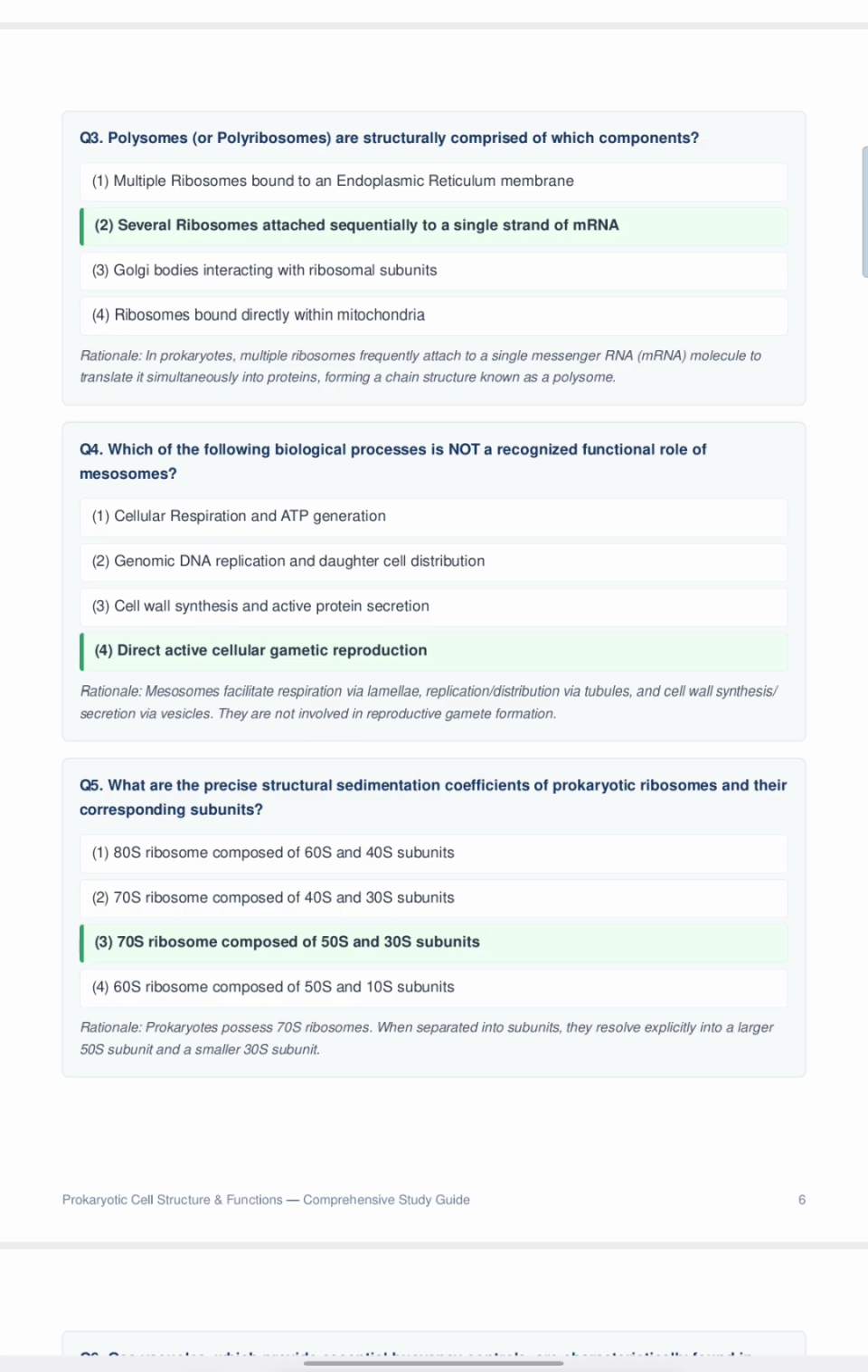Which of the following biological processes is not recognized as a functional role of the mesosome? First: cellular respiration, ATP generation. Second: genomic DNA replication, and that is correct. Then cell wall synthesis and active protein secretion. Direct active protein synthesis is not the function of the mesosome.